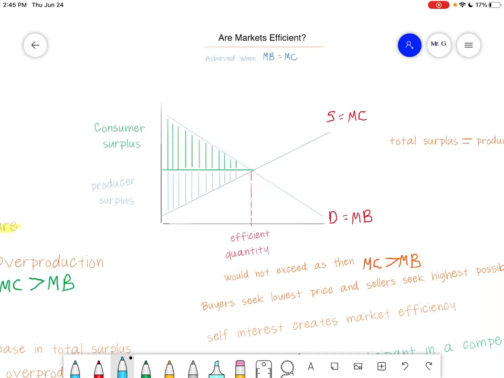Hi, it's Mr. G here, and today we're going to be looking at: are markets efficient? We know that efficiency happens when marginal benefit is equal to marginal cost. And we learned in previous videos that marginal benefit is equal to the demand curve, marginal cost is equal to the supply curve, so where demand is equal to supply, or equilibrium, is also where markets are efficient. In that way, it's at the same point.